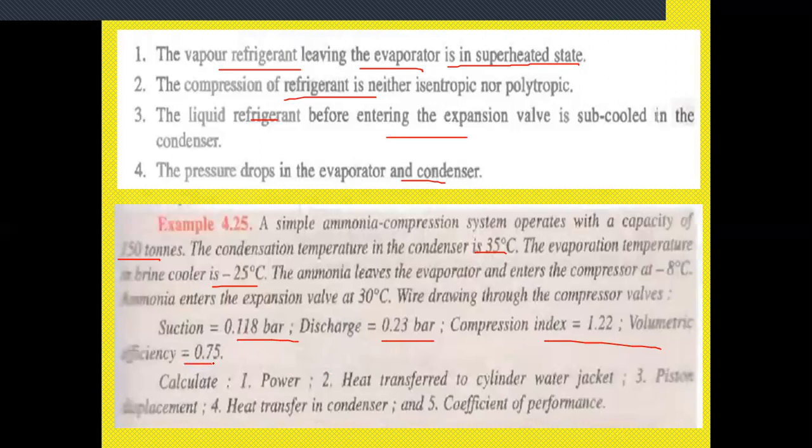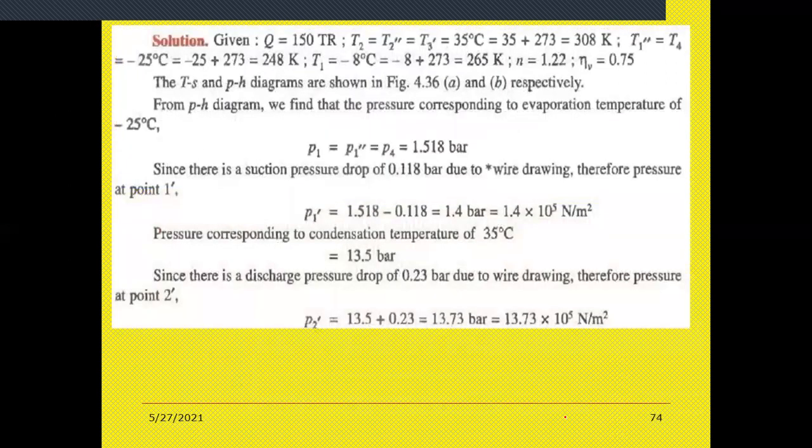Now, first write down the calculation we require. Determine the power, heat transfer to the cylinder, piston displacement, heat transfer in the condenser, and coefficient of performance. So generally make use of all the given data available in the question and start framing the problem.